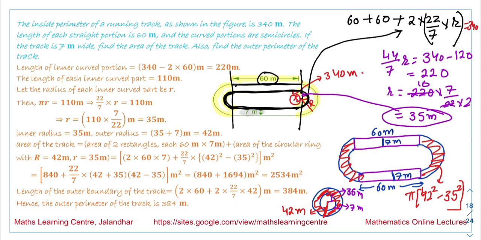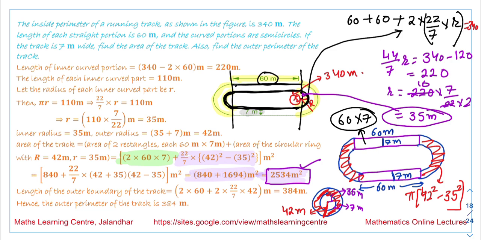Area of these rectangular portions will be 60 into 7. So the total area we will get, we have two rectangular portions, it is 2 times 60 into 7, and the area of this circular ring is pi into 42 square minus 35 square. On solving these values, you will get the answer, 2534 meter square. This is the total area of this track.